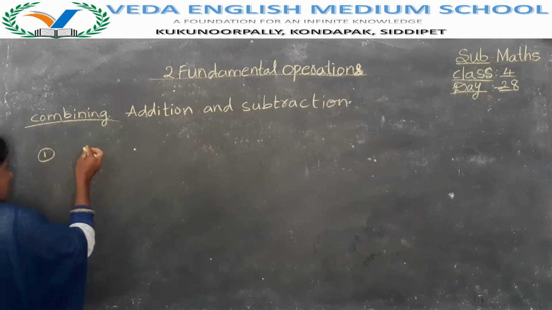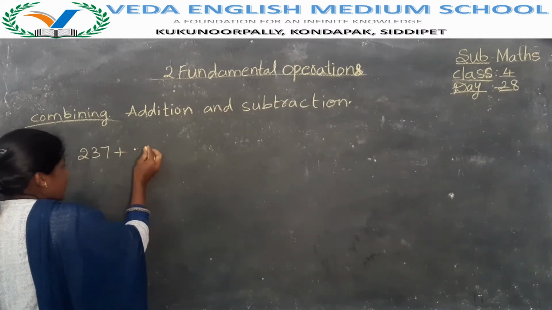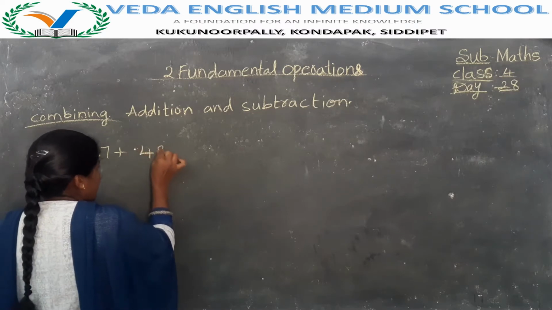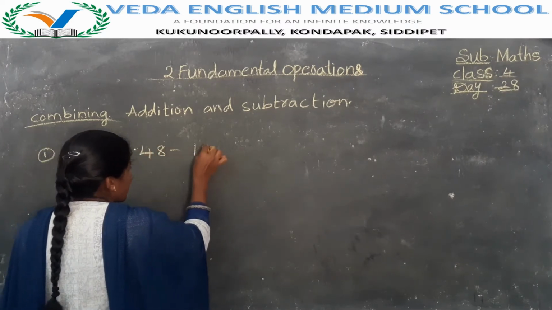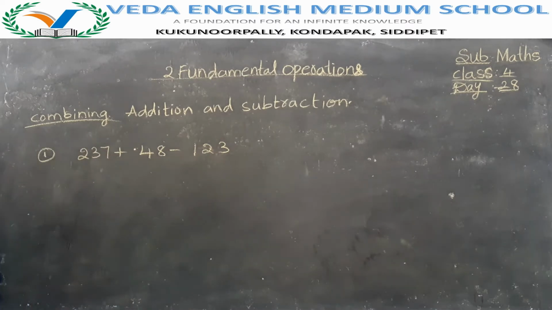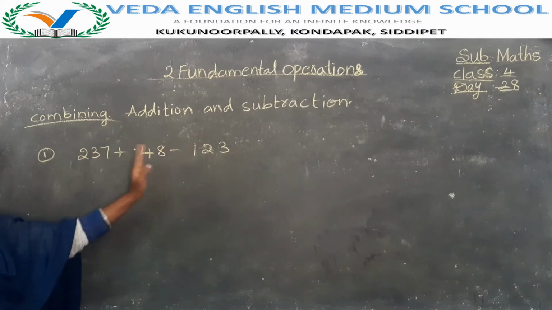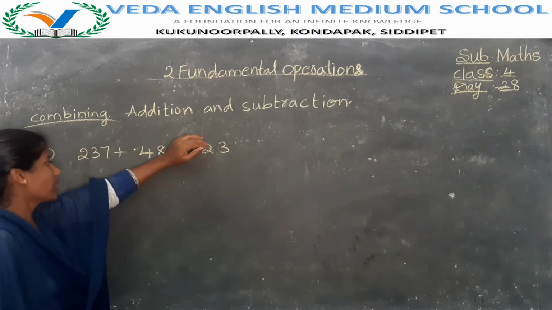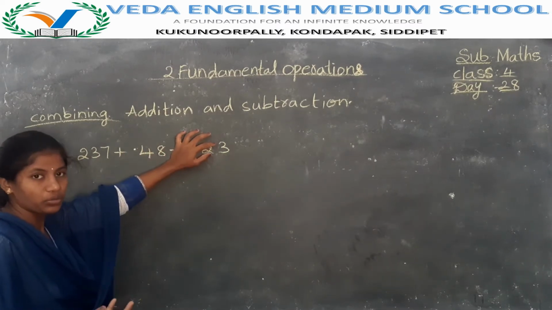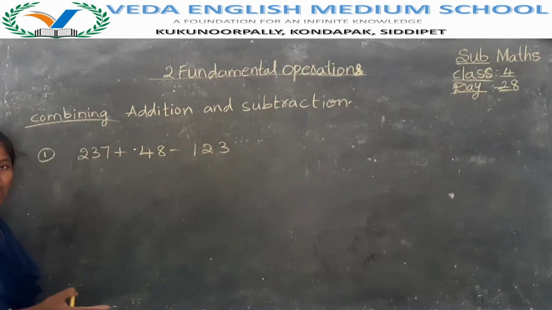First question, one question I am writing here. 237 plus 48 minus 123. It is a question. Here, combining addition and subtraction. We have to write addition and subtraction together. Until now, only if we have addition symbol then how to do, only if we have subtraction symbol then how to do. We learned only additions and only subtractions.